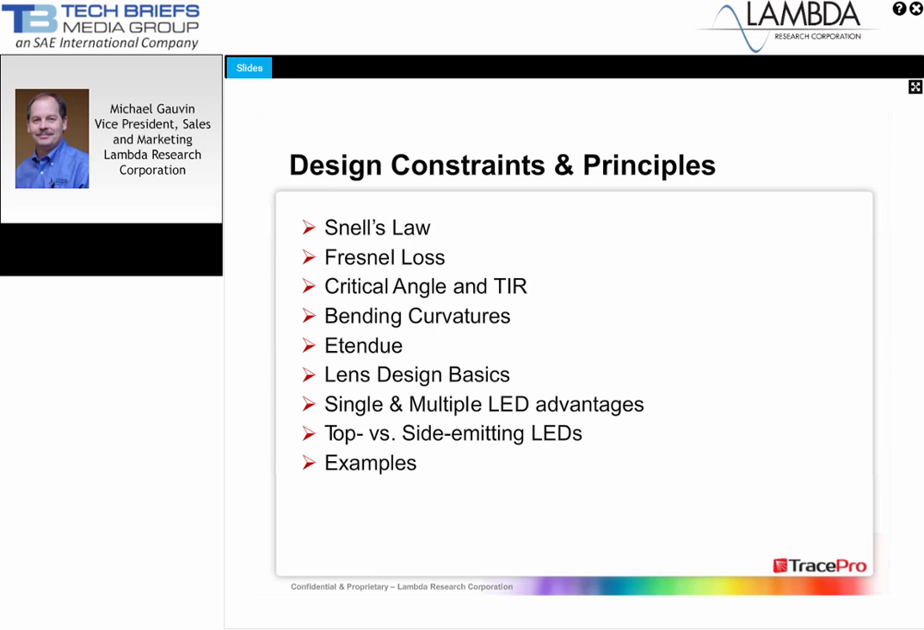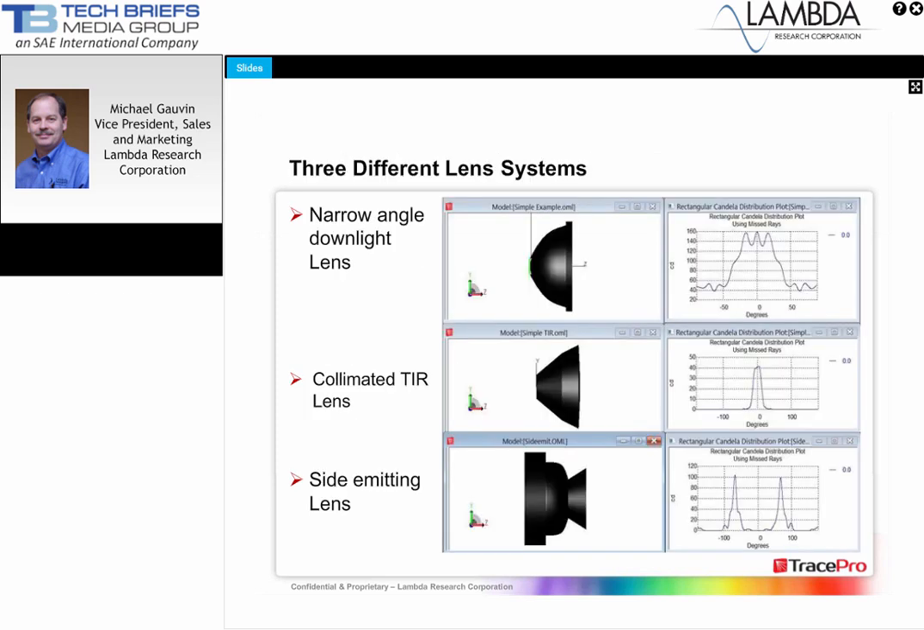And another thing we're going to look at is top emitting versus side emitting LEDs. Well, the 3 examples that we're doing today are all with top emitting LEDs. But there are also great examples for doing side emitting LEDs. So you've got to look at that as well.